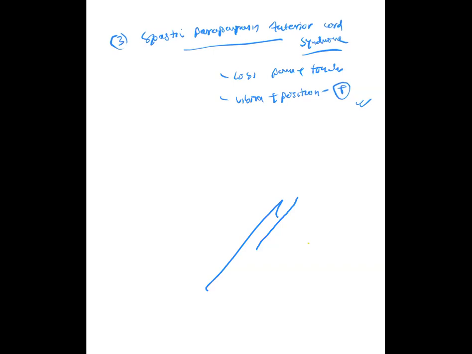So again, my clinical diagnosis: this is a case of spastic paraparesis with anterior cord lesion or anterior cord syndrome. Okay, so there is a spastic paraparesis with anterior cord syndrome or anterior cord lesion.